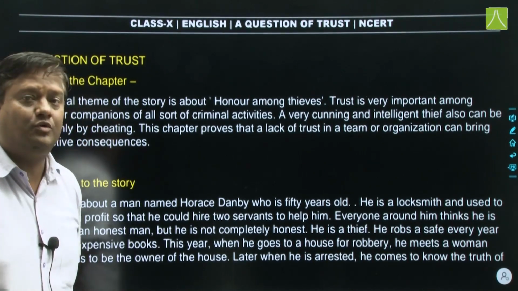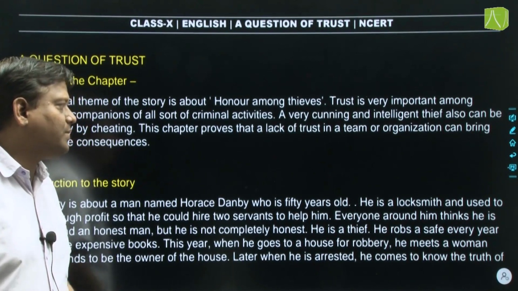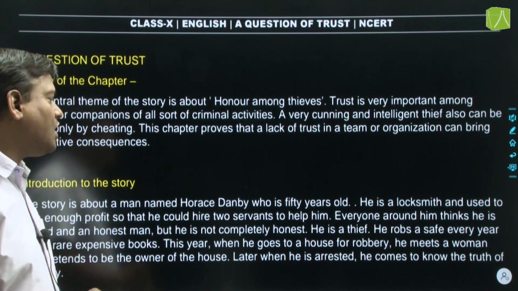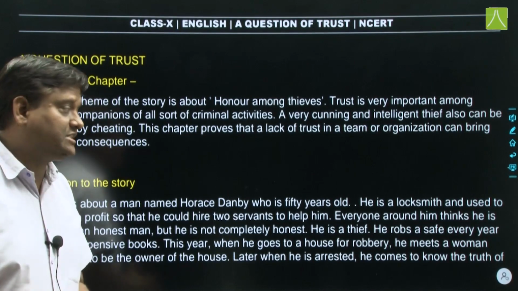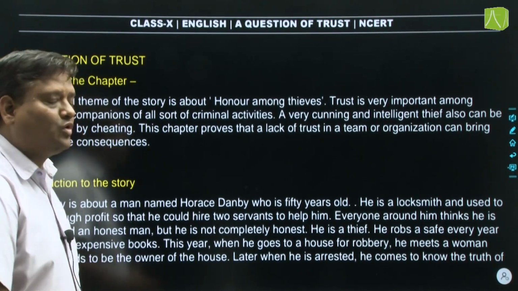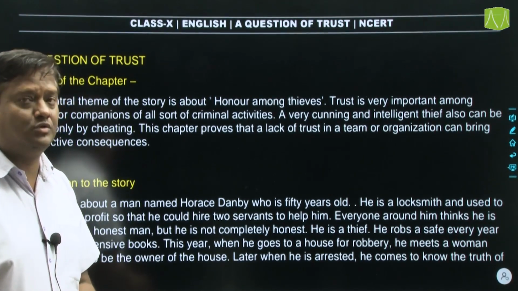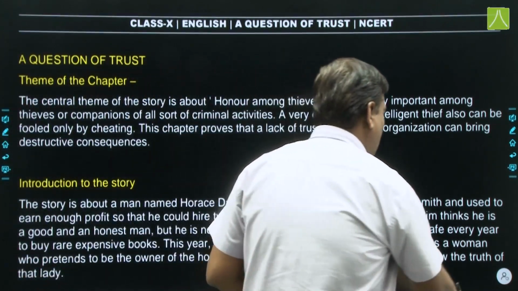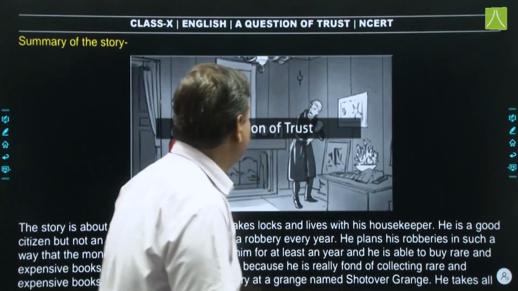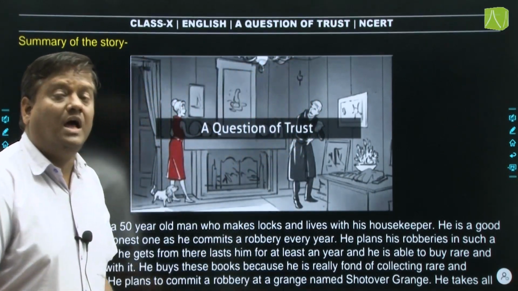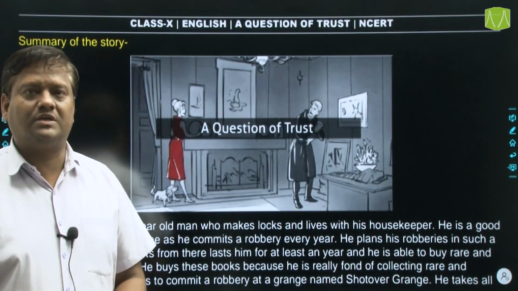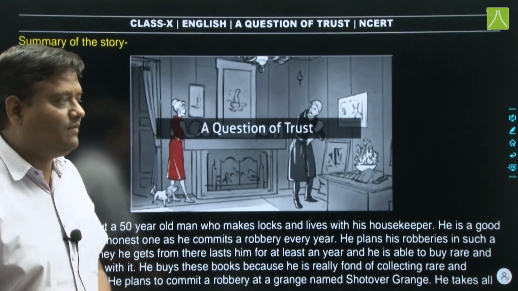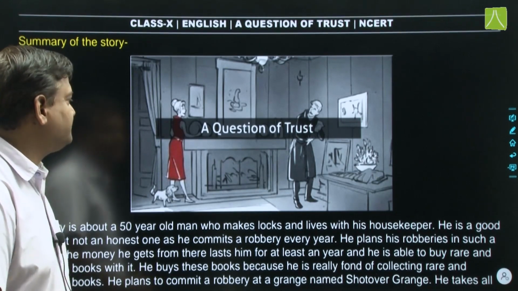This year, when he goes to a house for robbery, he meets a woman who pretends to be the owner of the house. Later, when he is arrested, he comes to know the truth about the lady. The lady was also a thief who cheated Horace Danby. So, let's have the summary of this chapter. Let's have the complete summary of this chapter. What is the story of this chapter? We will read it in a summarized way.